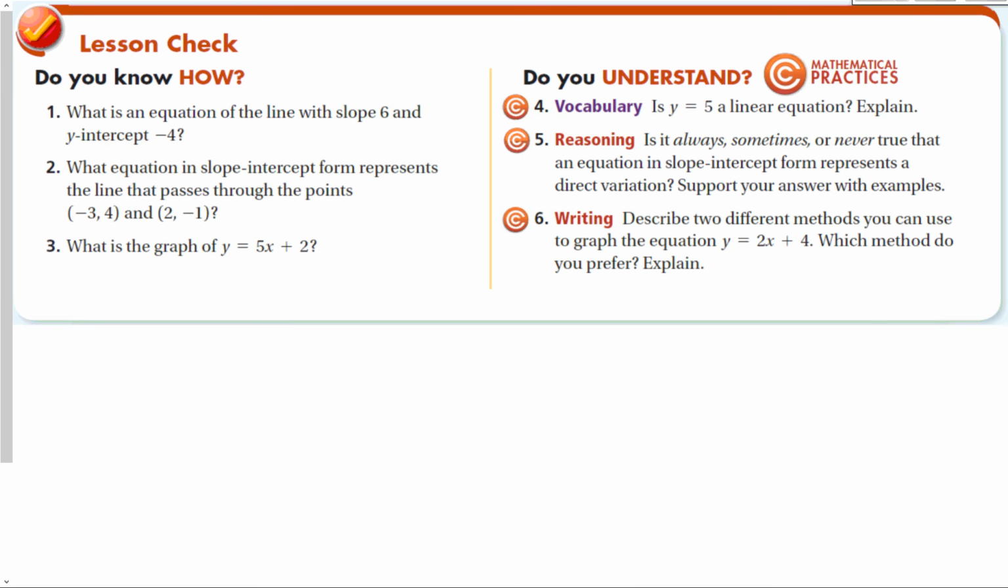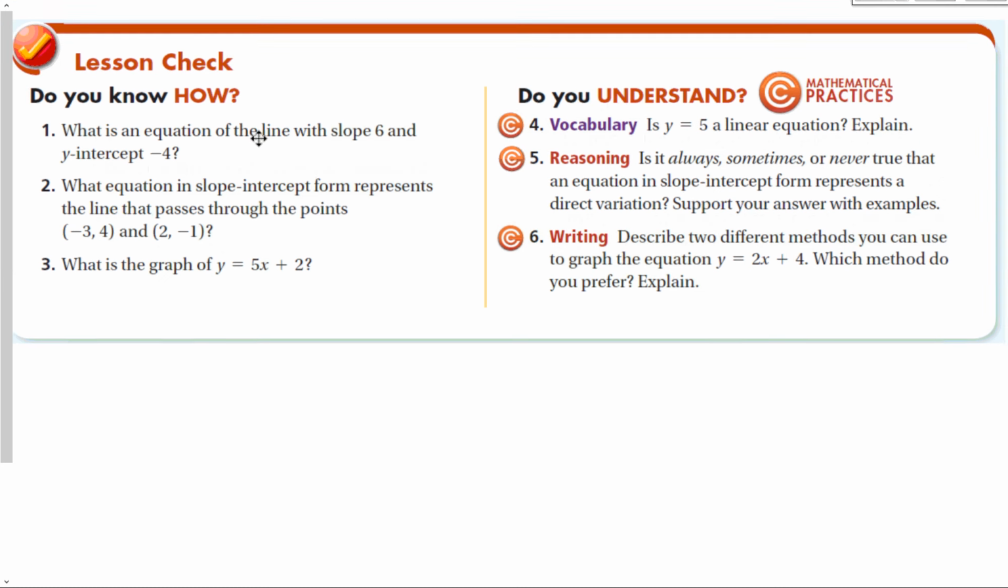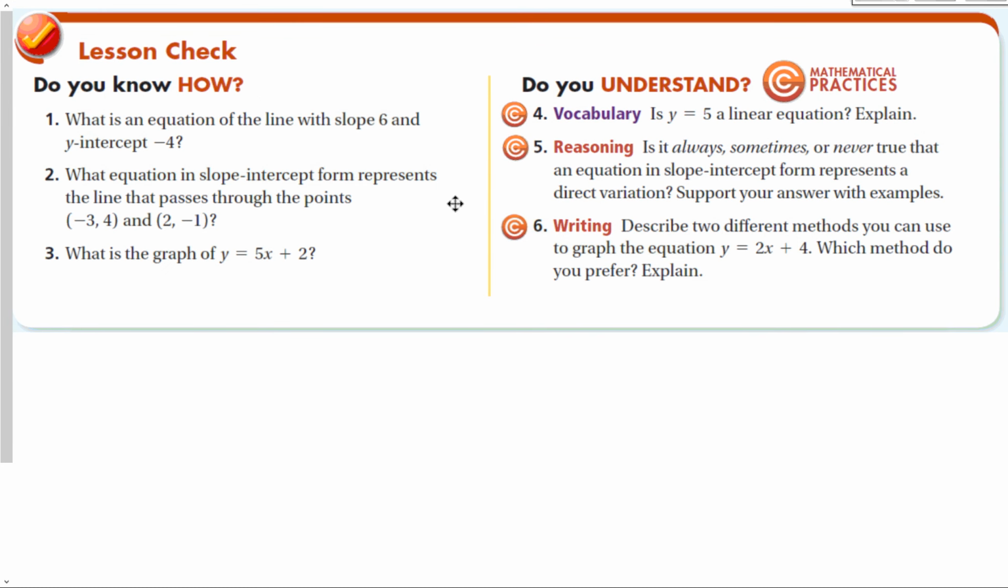Okay, so our lesson check. What is the equation of a line with a slope of 6 and y-intercept of 4? So that would be y equals 6x plus 4.